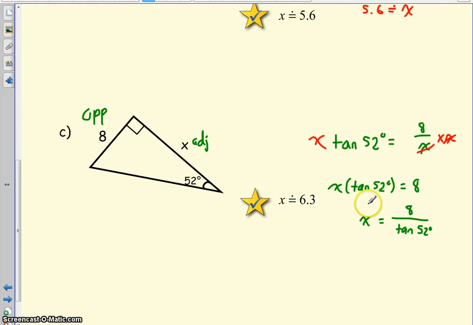And then how do you solve for x? Well, again, tan of 52 is just a number, so you can divide both sides of the equation by the tan of 52 degrees. That gives you 8 divided by tan 52. When you run that through your calculator, you get 6.3 for a length.